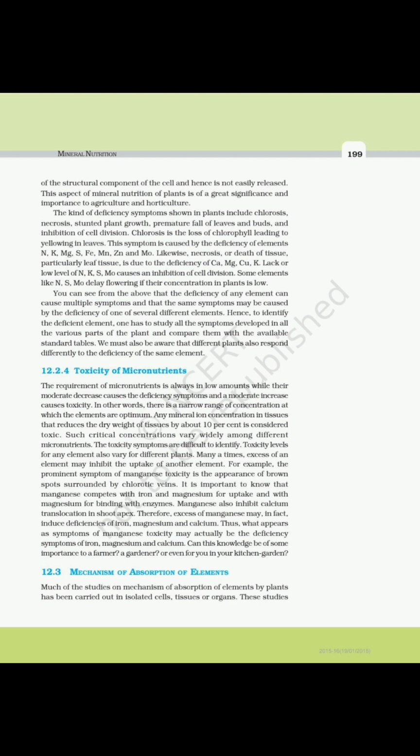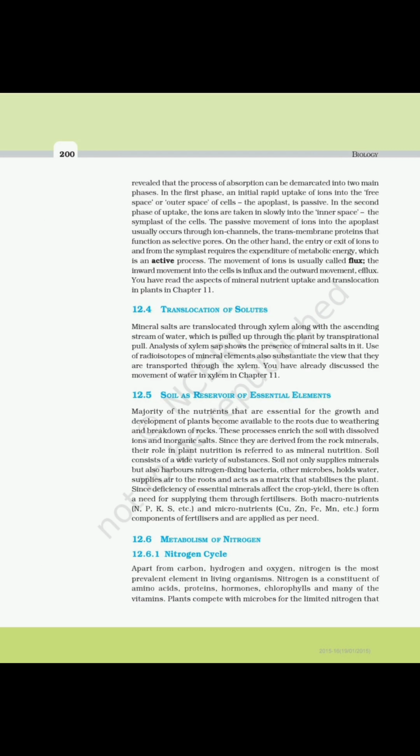12.3 Mechanism of absorption of elements. Much of the studies on mechanism of absorption of elements by plants has been carried out in isolated cells, tissues or organs. These studies reveal that the process of absorption can be demarcated into two main phases. In the first phase, an initial rapid uptake of ions into the free space or outer space of cells, the apoplast, is passive. In the second phase of uptake, the ions are taken in slowly into the inner space, the symplast of the cells.